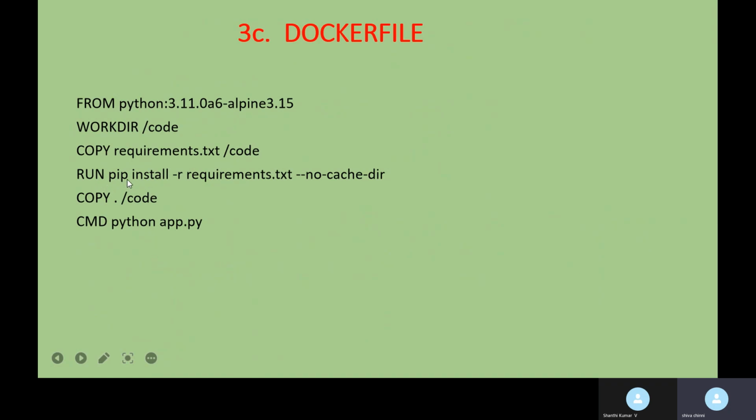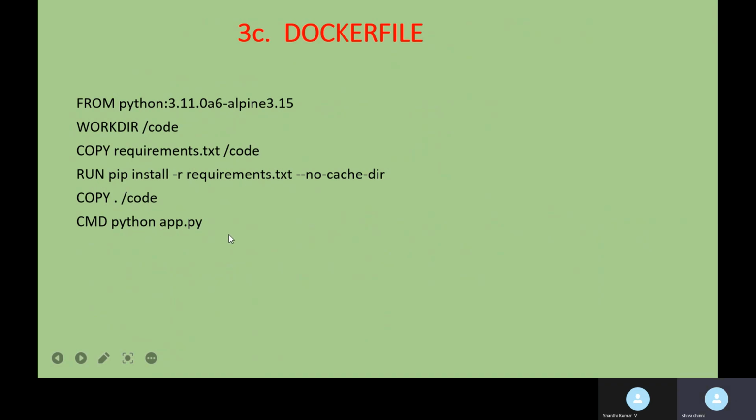Now I am running pip install for the configuration. It will read the requirement.txt file and it will cache. So dot means it implies that it has the app file, so that it can copy into the code. At last, this is the command, the application Python command. So we can give it with the command.